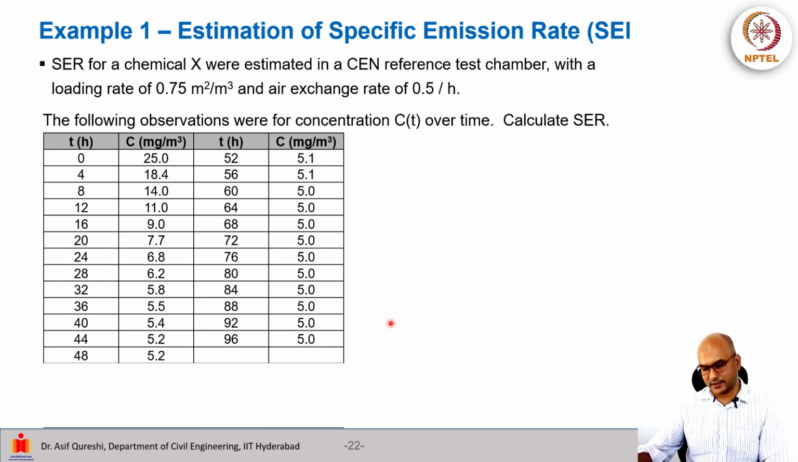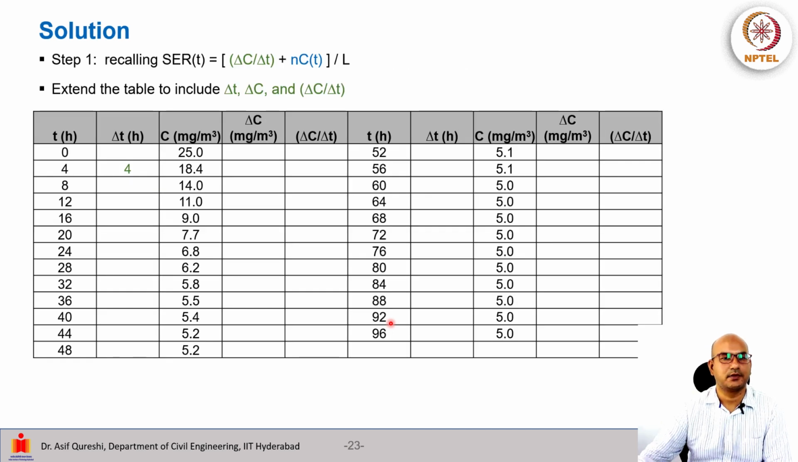Now our task is to calculate the specific emission rate. So now we have to recall here that the specific emission rate can be given as delta C by delta T plus N times C(t), divided by L. So this is our specific emission rate for a time variable situation, not the steady state situation, in which case delta C by delta T will go to 0. So we have the SER at any time t.